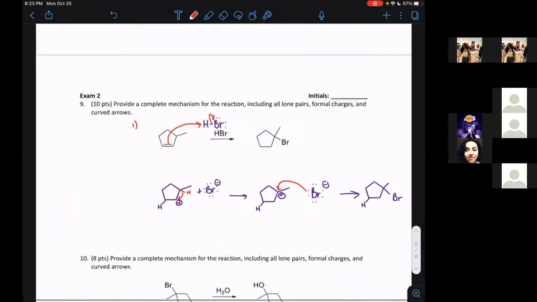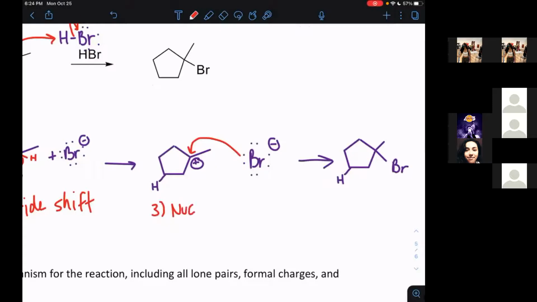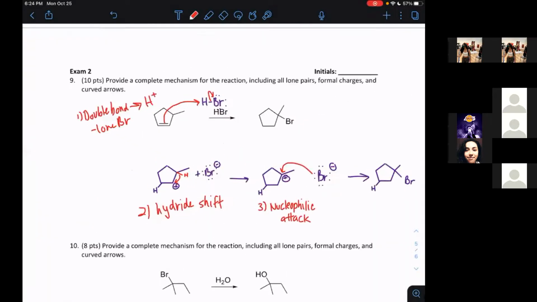Can I zoom out on this one? Yes. Okay. Was that good for everyone?